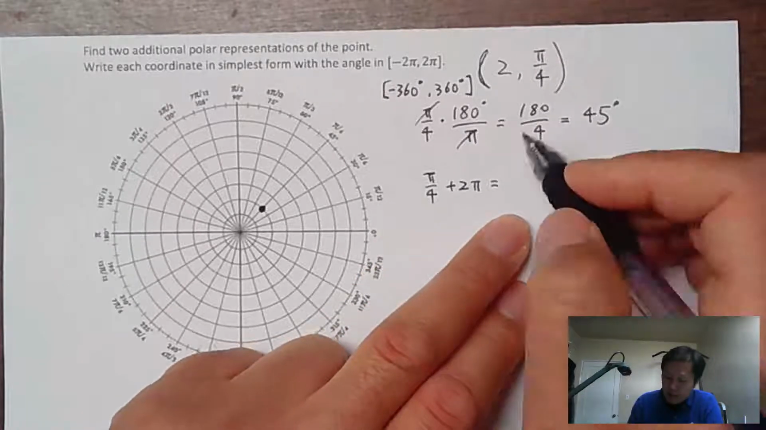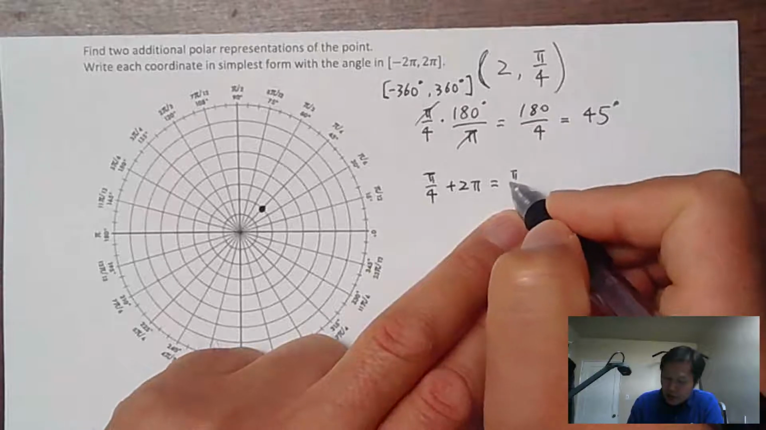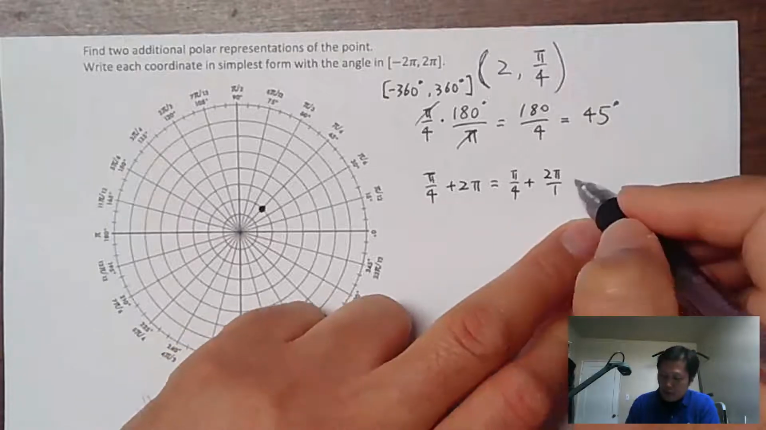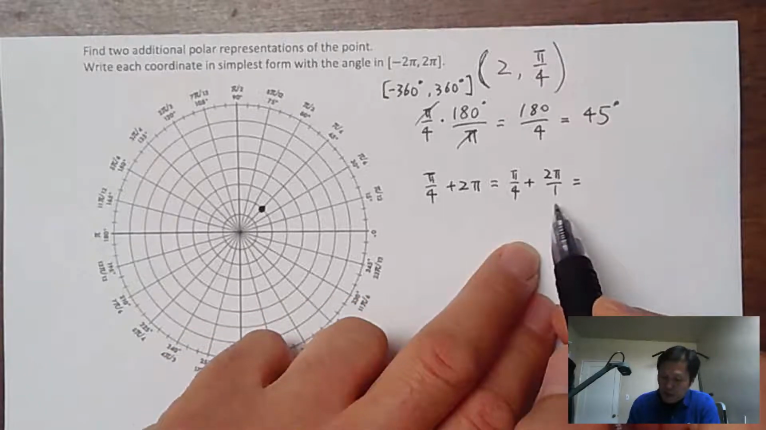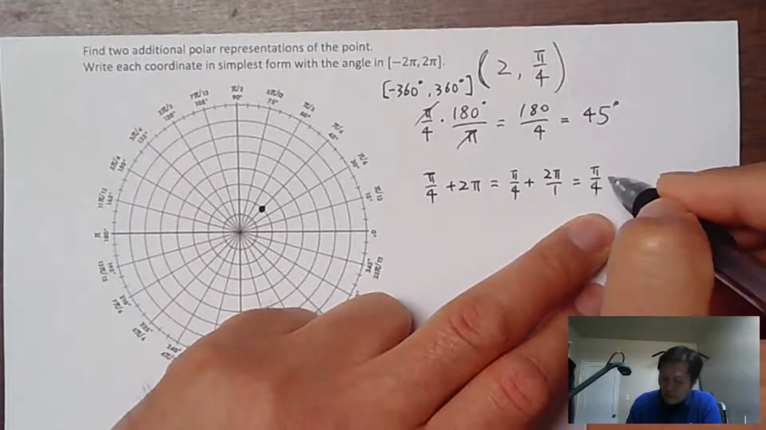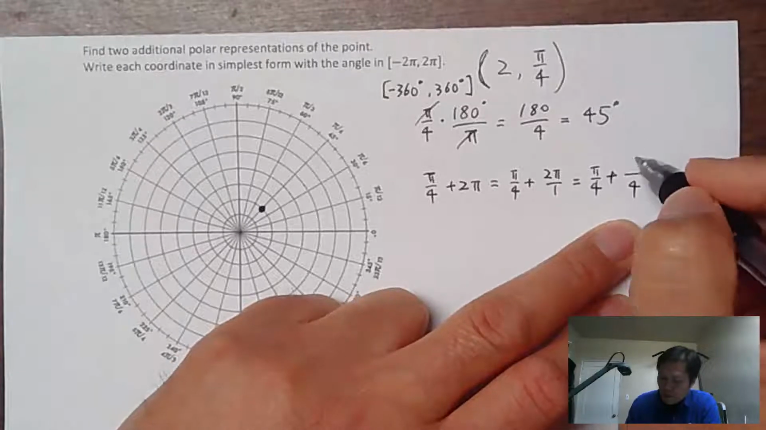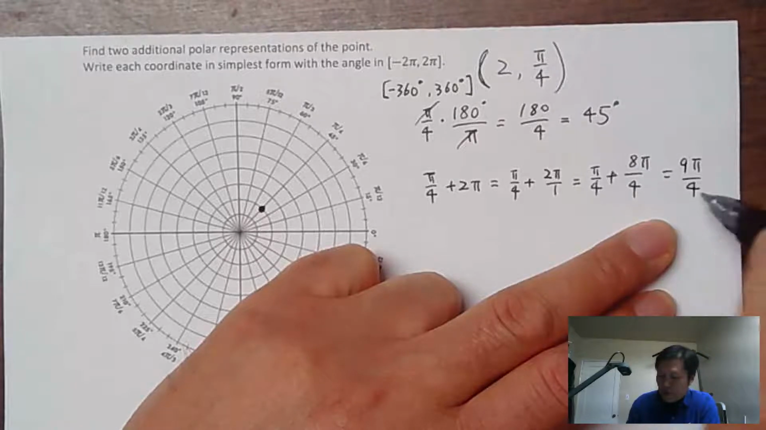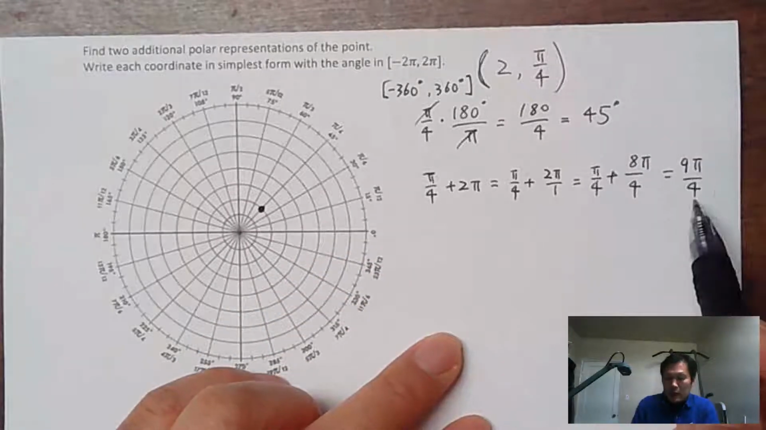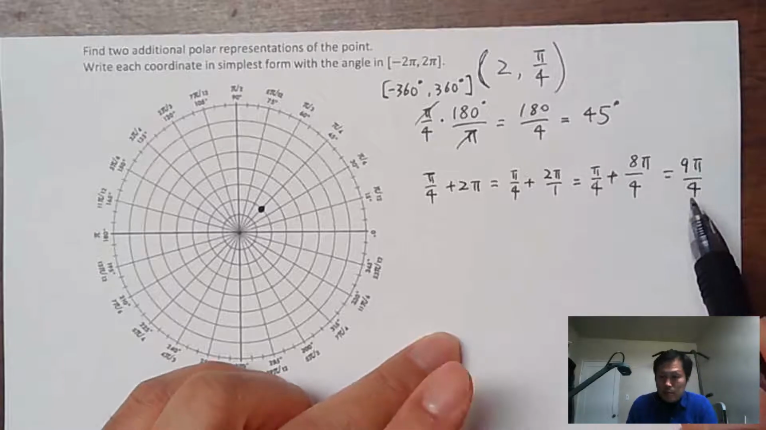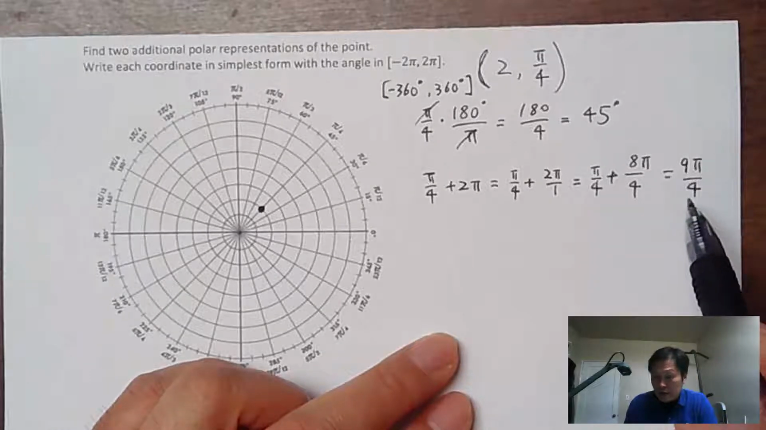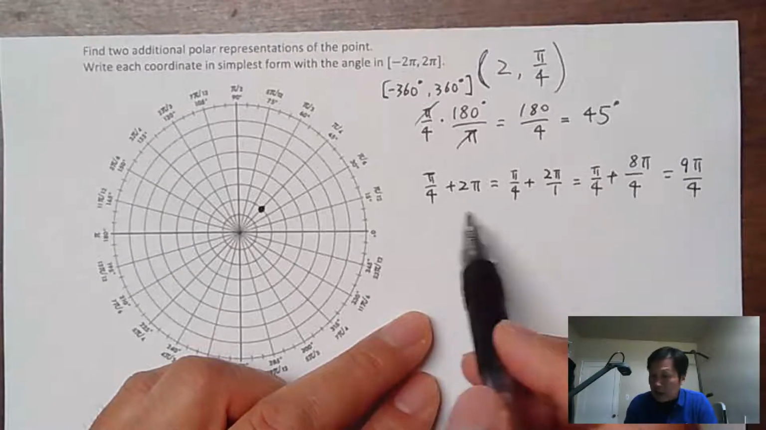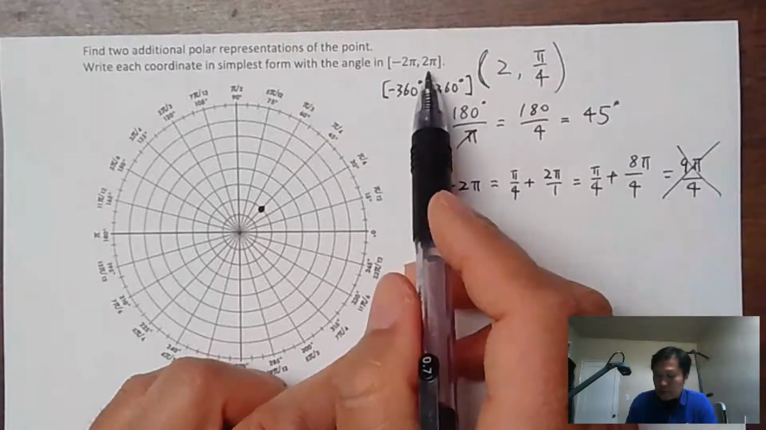Since I mentioned it, I'm gonna finish it. Pi fourth plus 2 pi over 1. You want the denominator to be the same. Pi fourth plus 8 pi fourth, which becomes 9 pi fourth. As an angle, 9 pi fourth is like 2.25 pi, so it's bigger than 2 pi. We already knew that from the beginning. So this is not the one you're looking for because it's more than 2 pi.